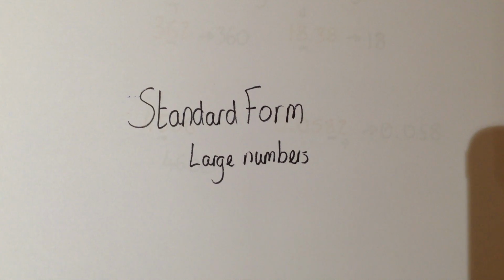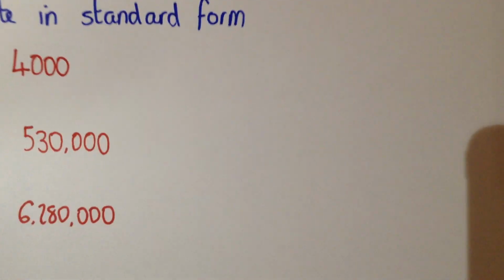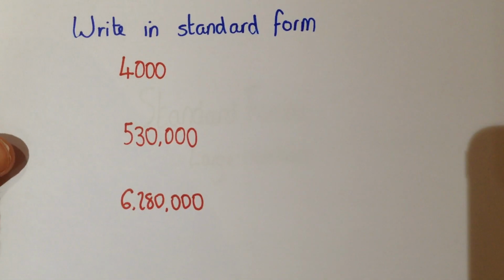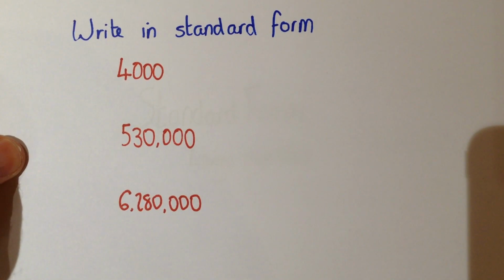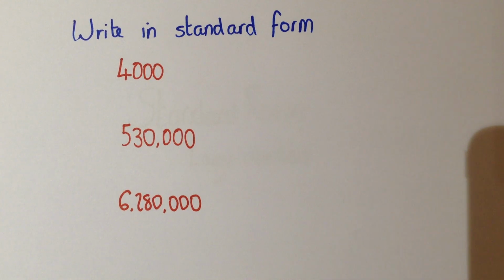This is your guide to standard form for large numbers. The first thing we're going to look at is changing numbers into standard form. Now, standard form needs two parts.